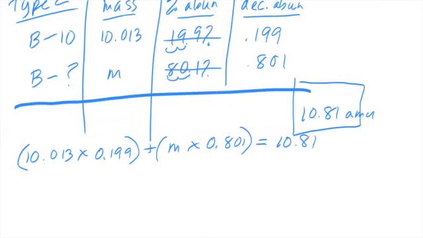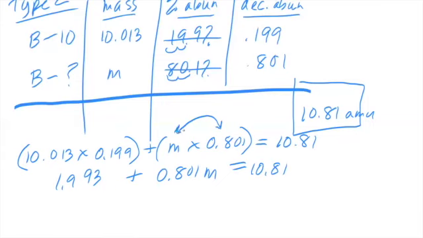So I have to multiply that first term, 10.013 times 0.199 is equal to 1.993. And then I'm going to rearrange this side just because it looks better like that. And then I'm going to set that equal to the other side. So I'm just saying I like to switch these two around because then the letter is at the end. Just makes more sense to me to solve for m at the end like that.